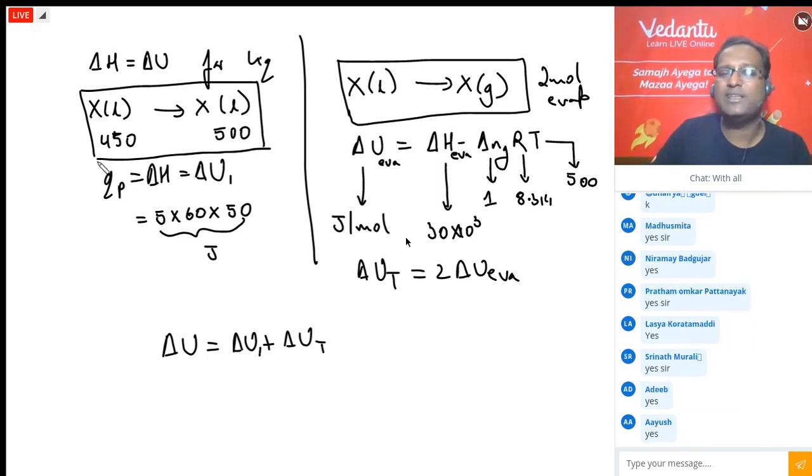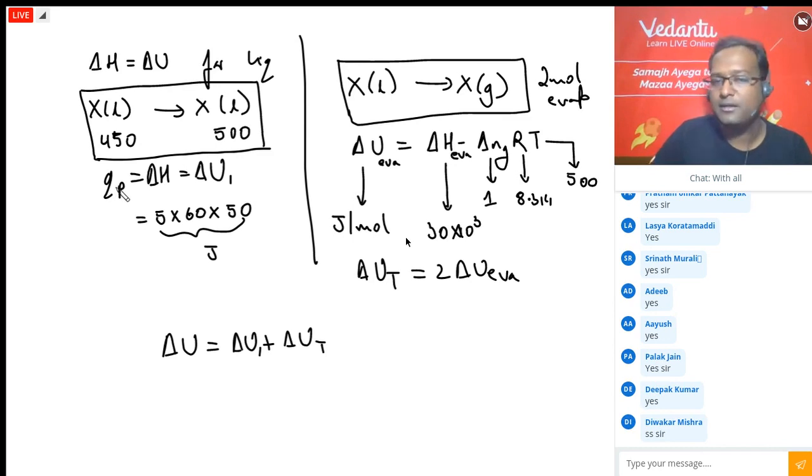Because for liquids, when you heat up, their pressure does not change, their volume changes. Liquids, when you heat up, the pressure of the system does not change significantly. So it's a pressure constant process.